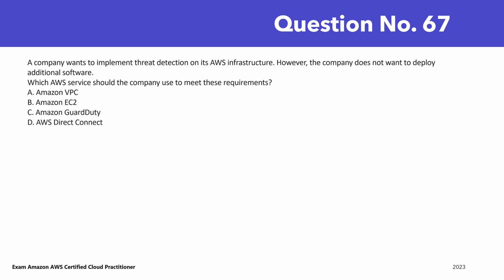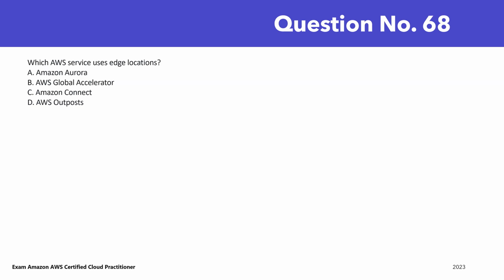A company wants to implement threat detection on its AWS infrastructure. However, the company does not want to deploy additional software. Which AWS service should the company use to meet these requirements? A. Amazon VPC. B. Amazon EC2. C. Amazon GuardDuty. D. AWS Direct Connect. Correct answer, C.